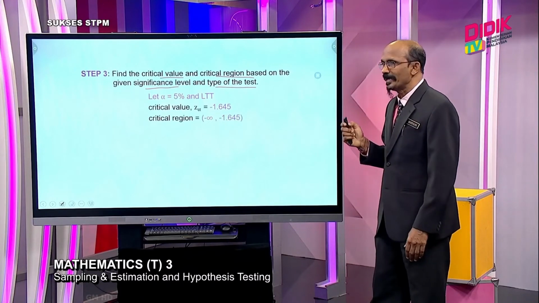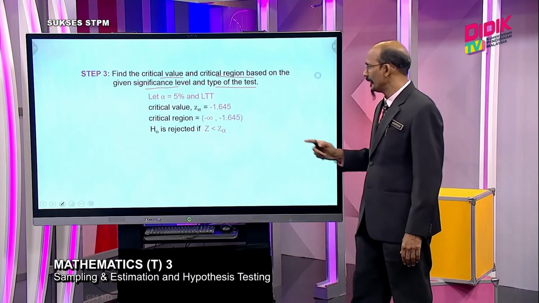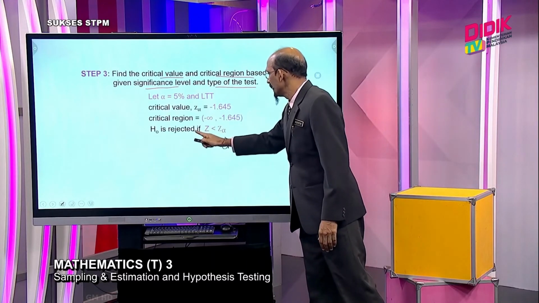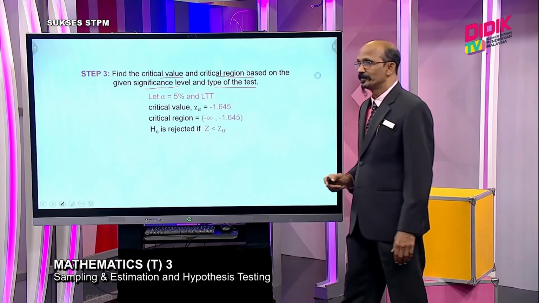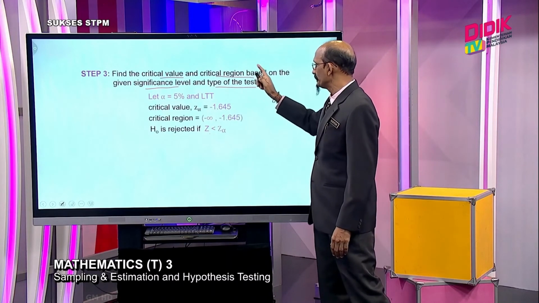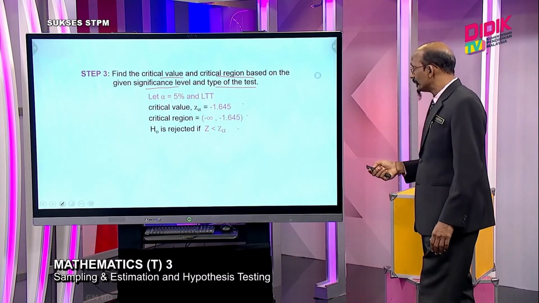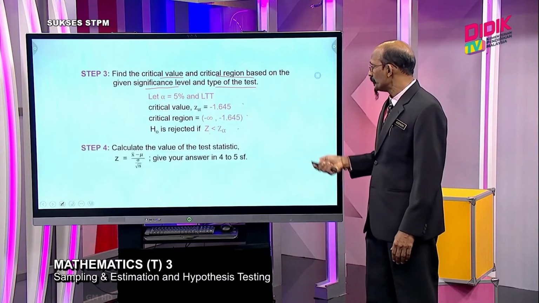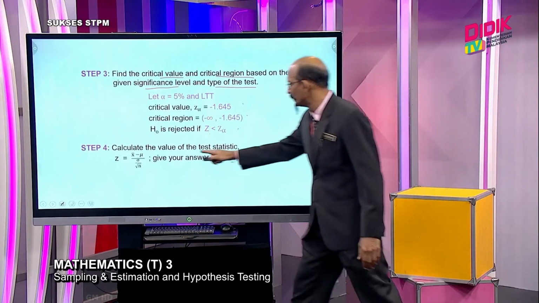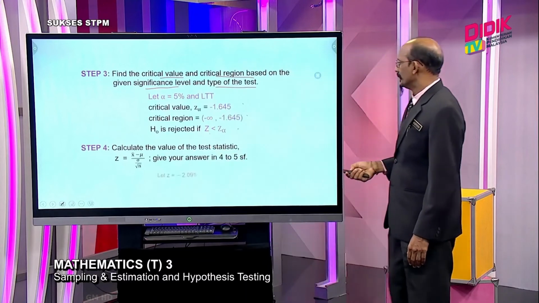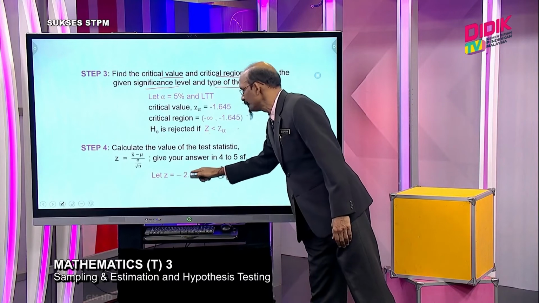Then I make an early decision. That means H0 is rejected if my test statistic is less than my critical value. So in this step you must have 3 things. Then we continue. In step 4, you calculate the test statistic. This is very simple, just apply the formula. Let's say I assume that my test statistic is negative 2.091.